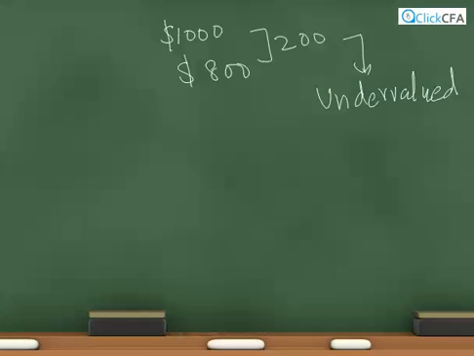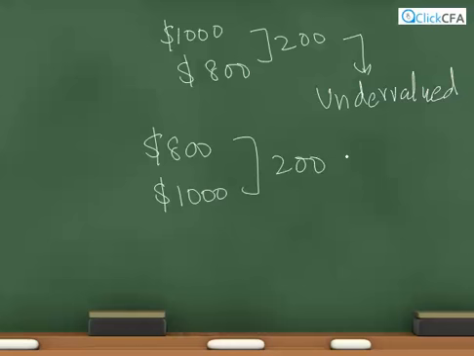Now let's assume the other way around. Let's assume that you have arrived at a target price of 800, but the security is trading at 1000. So there is a downside of $200. So the security is overvalued.